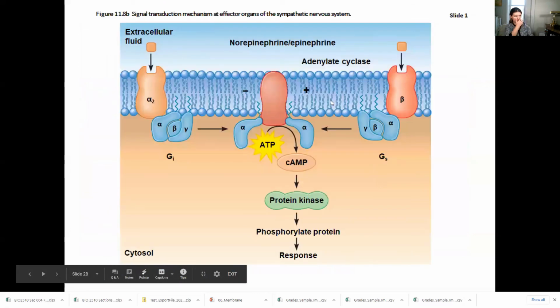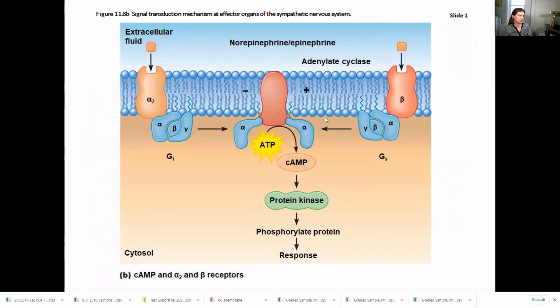And then when we look at this image, this is from your textbook, but it's kind of horrible. So I did explain it in class. This one's trying to show you the difference between an alpha-2 receptor and a beta receptor. They don't make it at all obvious, but there's a minus on the side with the alpha-2 receptor, which is telling you that it's inhibiting this, versus the beta receptor has a plus on this side. So it's exciting this pathway. So basically what they're trying to get to here is that the alpha-2 receptor fights against the beta receptors.